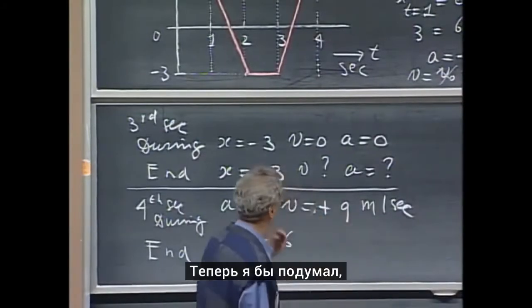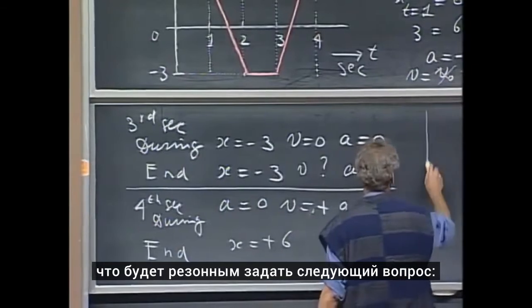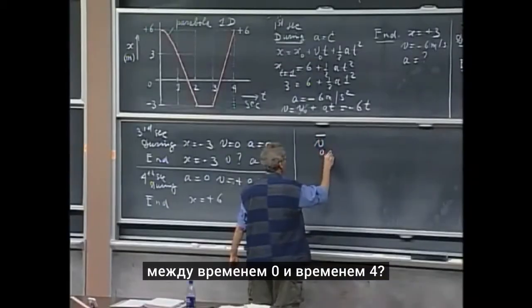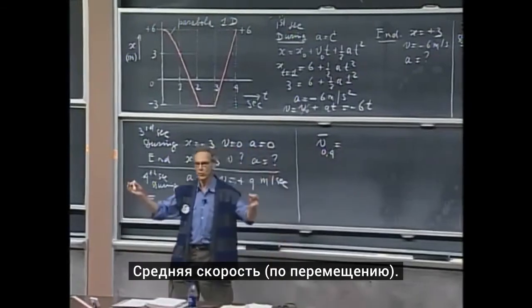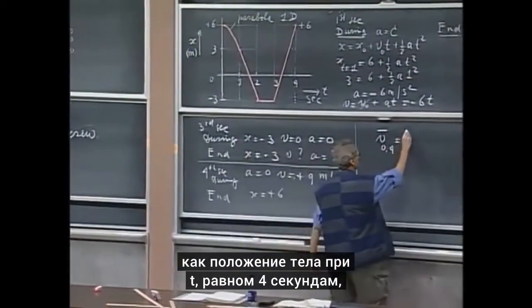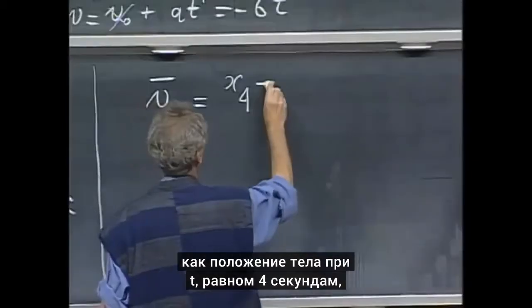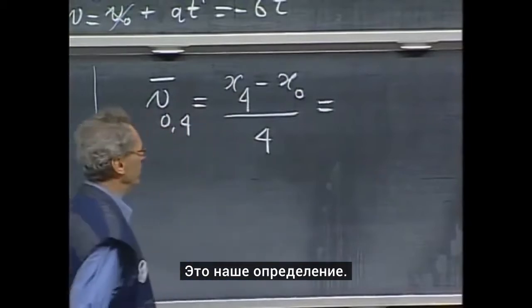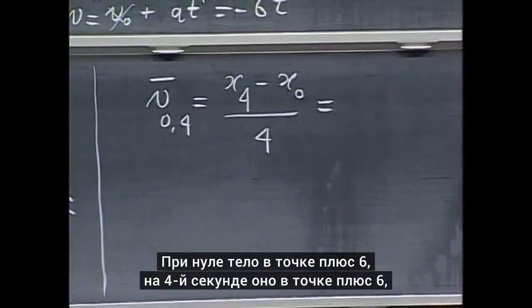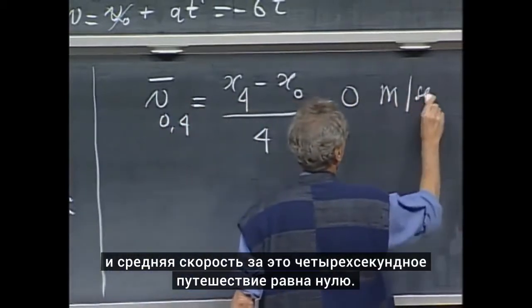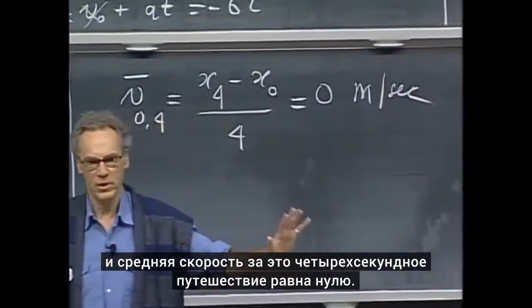Now I would think that it is reasonable to ask the following question: what is the average velocity, for instance, between time 0 and time 4? Average velocity. We define average velocity as the position at time 4 seconds minus the position at time 0 divided by 4. That is our definition. At 0 it is at +6, at 4 it is at +6, so the upstairs is 0. So the average velocity during this 4-second trip is 0.